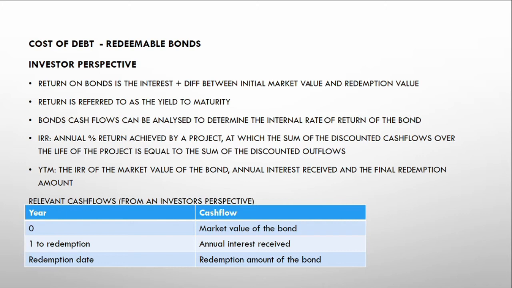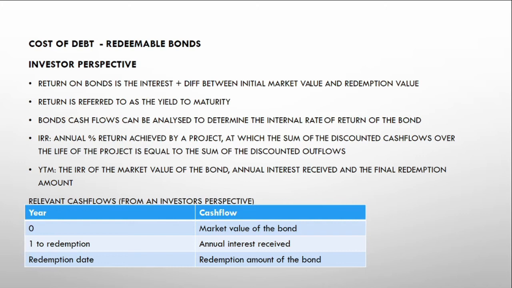So when we calculate the internal rate of return, it is an annual percentage return achieved by a project at which the sum of the discounted cash flows over the life of the project is equal to the sum of the discounted outflows. So you can calculate your internal rate of return for a capital investment project. So the internal rate of return of the bond is similar. It is also referred to as the yield to maturity, and it is the internal rate of return of the market value of the bond.